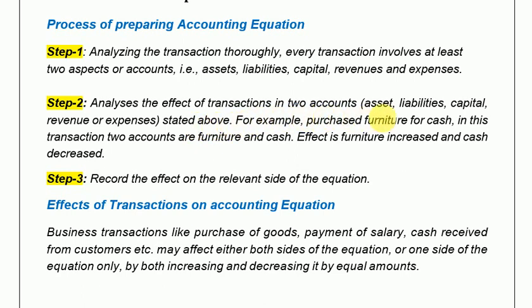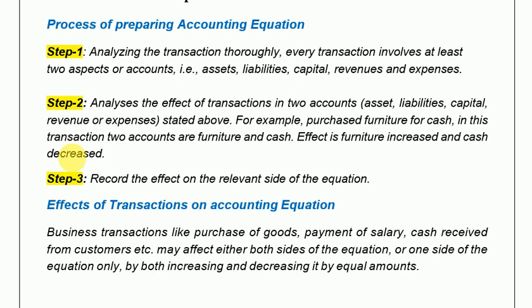For example, purchase of furniture in cash. In this transaction, two accounts are affected, furniture and cash. The effect is that furniture increases and cash decreases. So in this example, I have told you that each transaction affects two accounts. Here we are getting furniture by paying cash. So one transaction, that is purchase of furniture for cash, affects two accounts, that is furniture and cash.